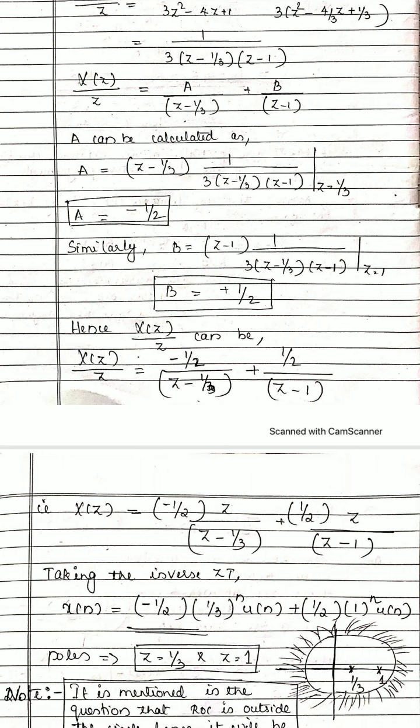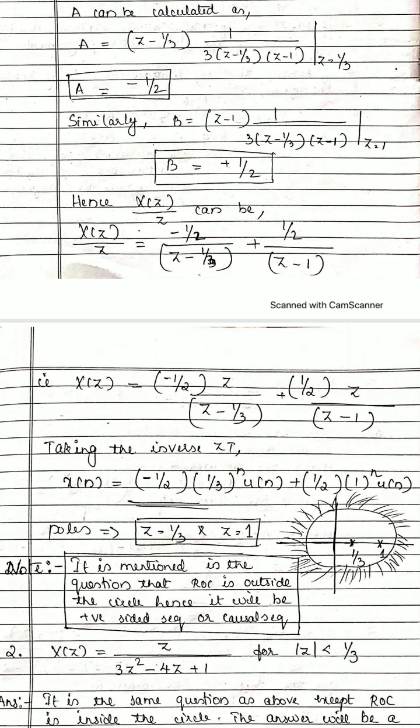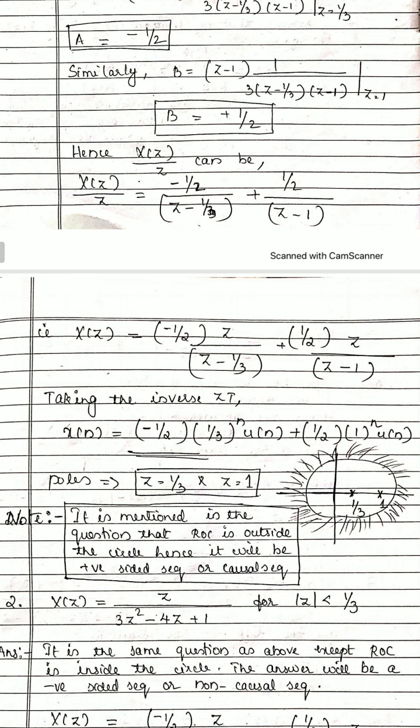Here, that is z divided by z minus 1 by 3, right? Here the a value is how much, 1 by 3. You can write a to the power of n u of n, nothing but 1 by 3 to the power of n u of n, right? And the other one is 1 to the power of n u of n, and those are the constant terms, minus 1 by 2 and 1 by 2 are constants, right? You can see the poles here. What are the poles?